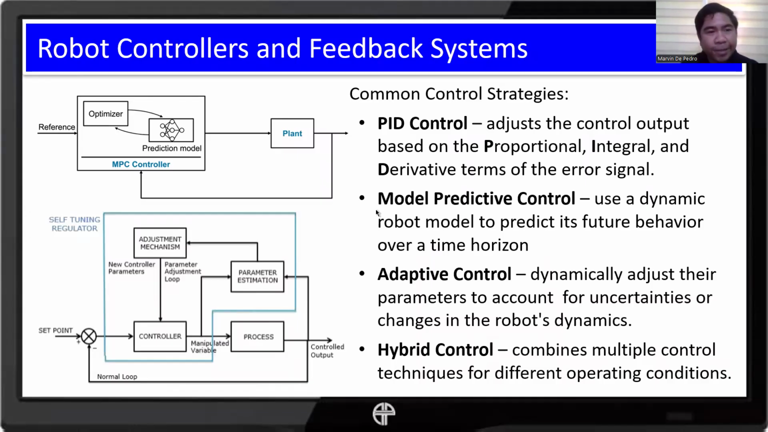All right. Now that we have understood some basic concepts of control systems, we are now going to introduce some control strategies that are usually implemented in a robotic system. The first of which is the one we introduced earlier, the PID. PID control adjusts the control output based on the proportional, integral, and derivative terms of the error signal.